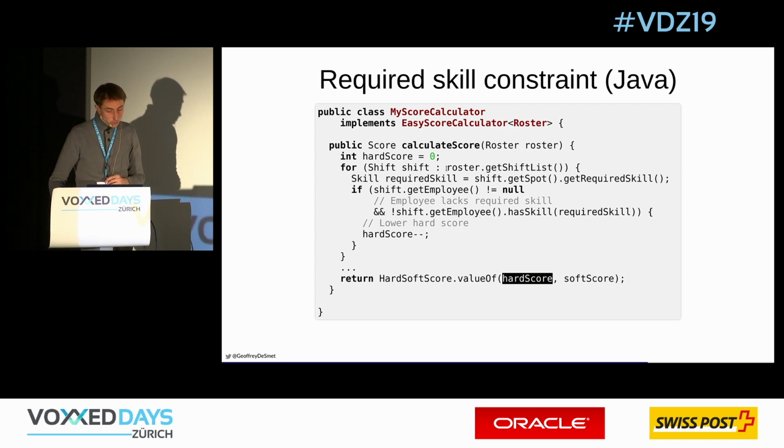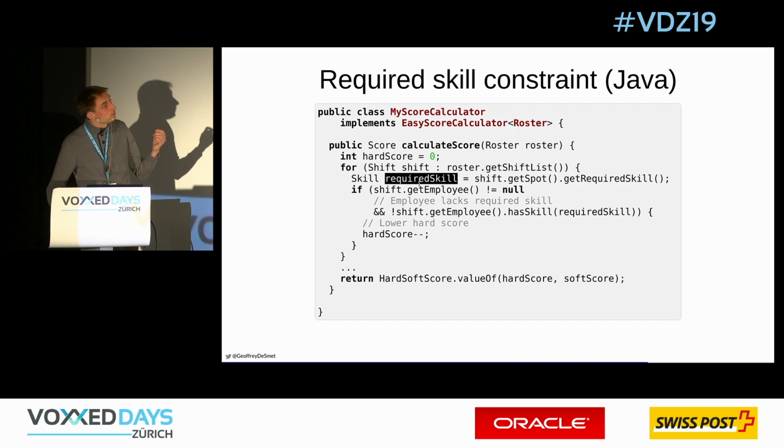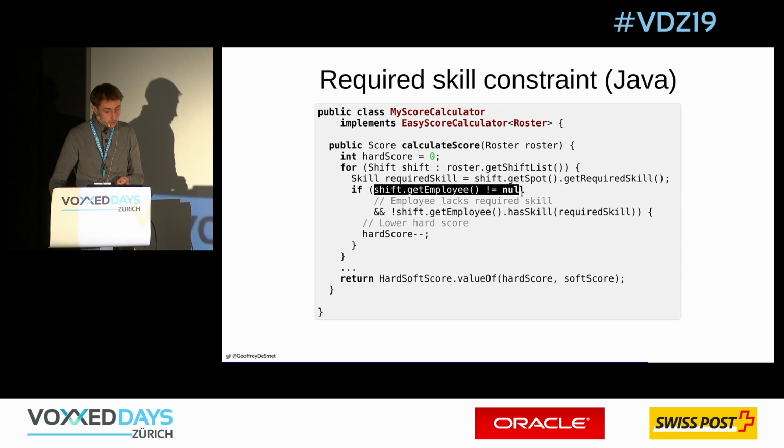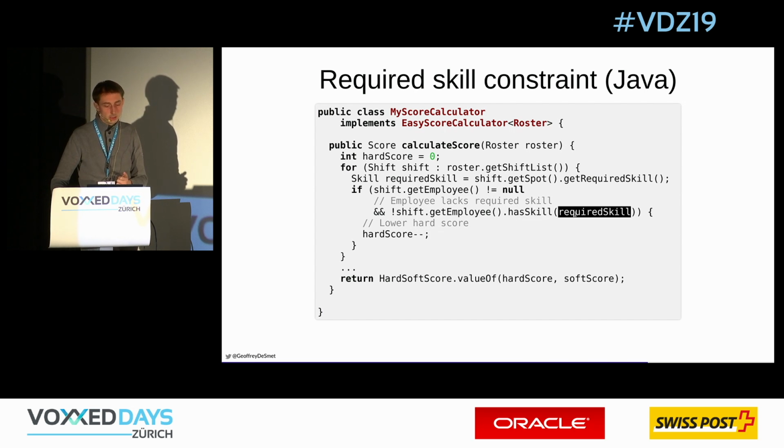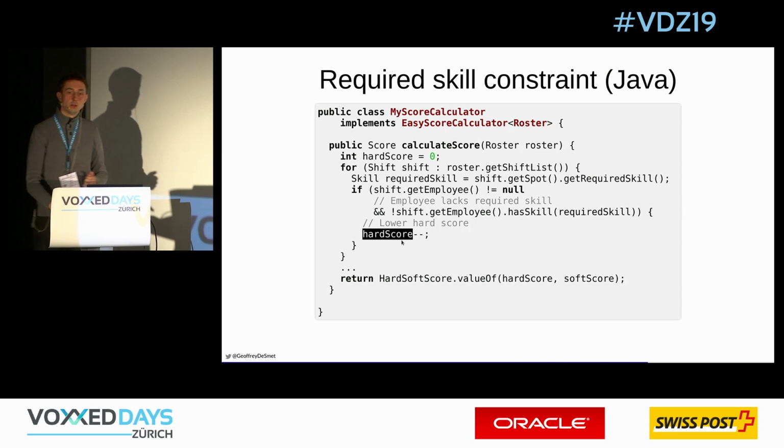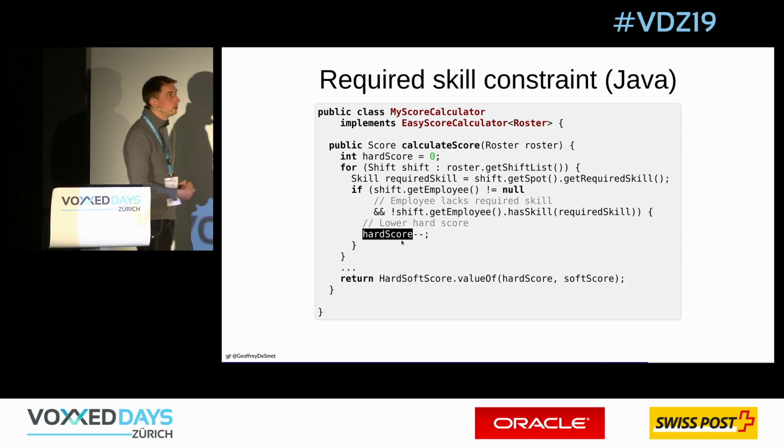So we go through all of the shifts. We look at a shift, what is your required skill? So we look at the spot of that shift, and that is the required skill for that shift. And then if the shift is assigned to an employee, so if it's not null, and the employee does not have that skill, so look, there's a not there, of course, and the employee of that shift does not have that required skill, then we're going to reduce the hard score. So that's an easy way to do that in Easy Java.